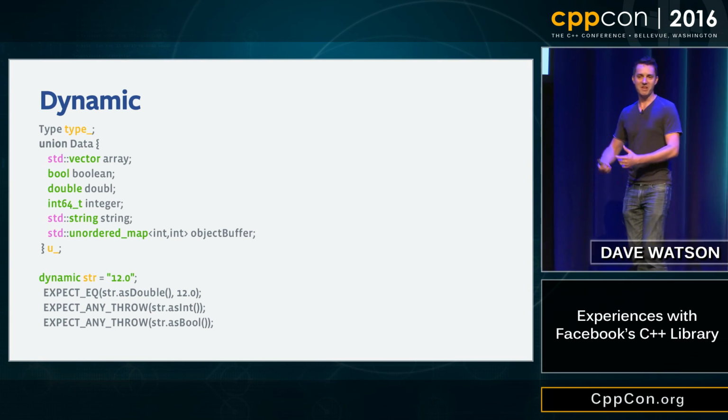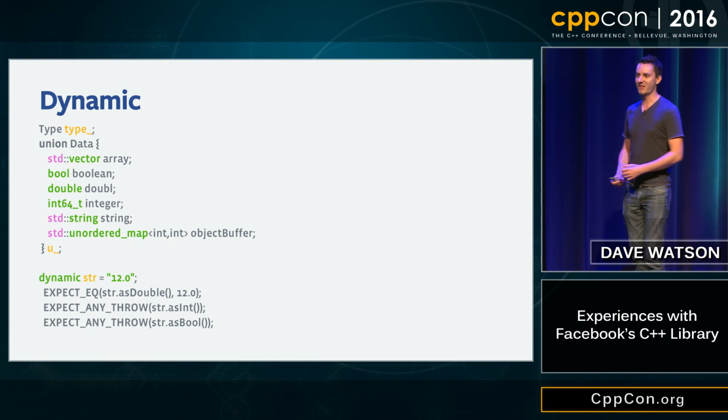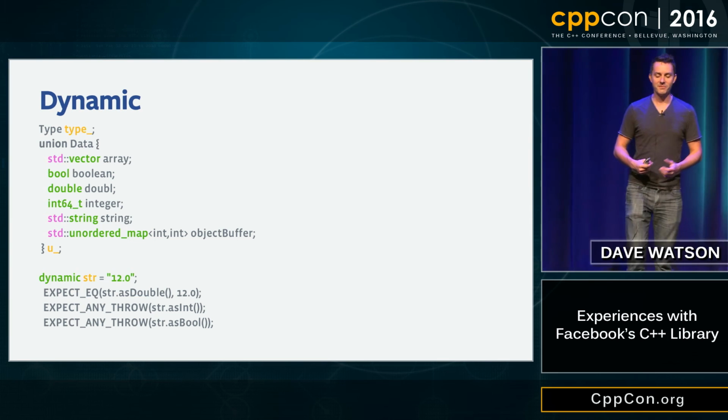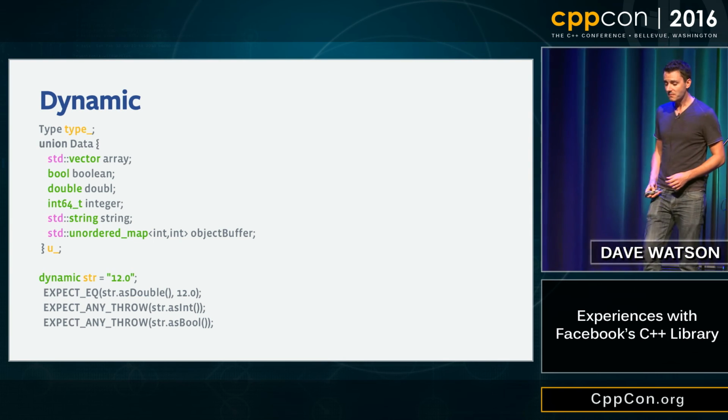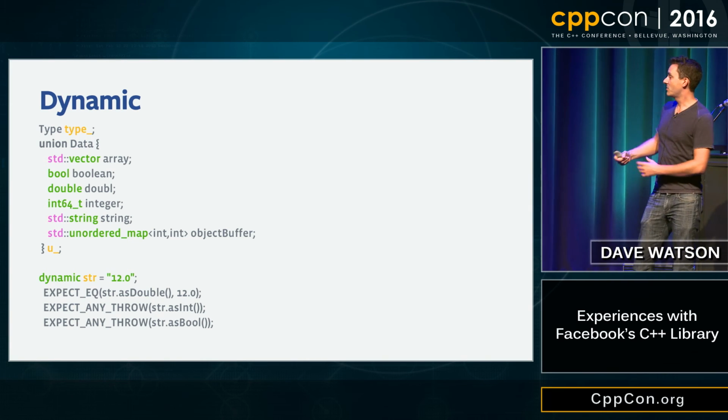PHP is our primary code in our website. Also, JSON comes up all the time. So we're doing some JavaScript, and we want to pass the JSON data back and forth. Dynamic is very straightforward. It's just a wide type.